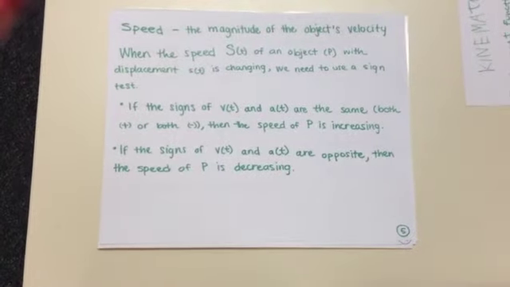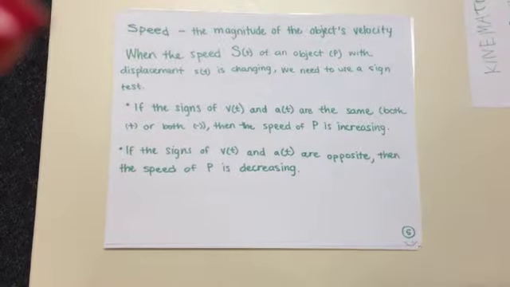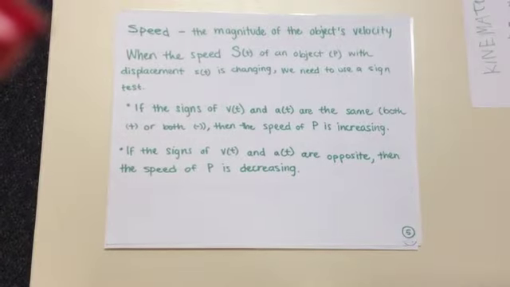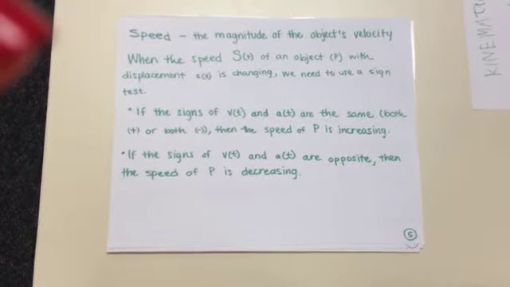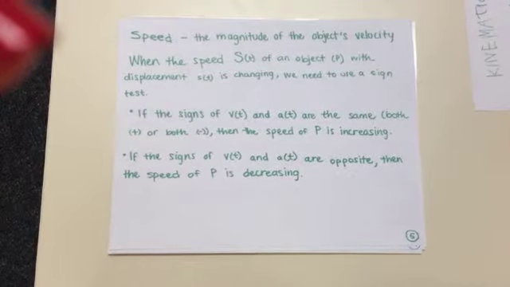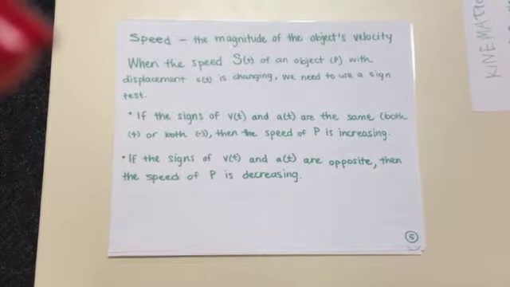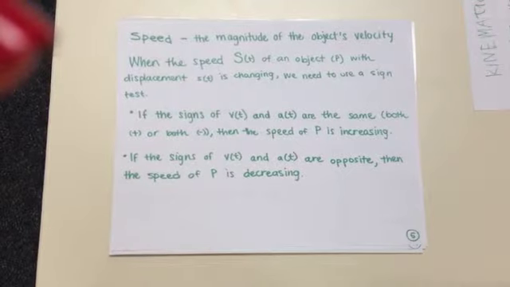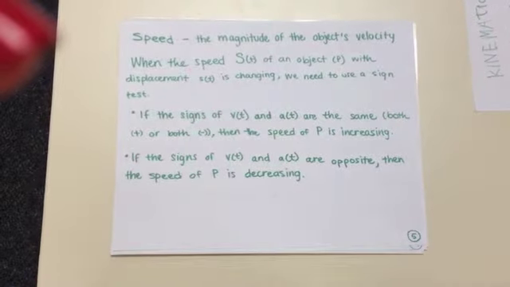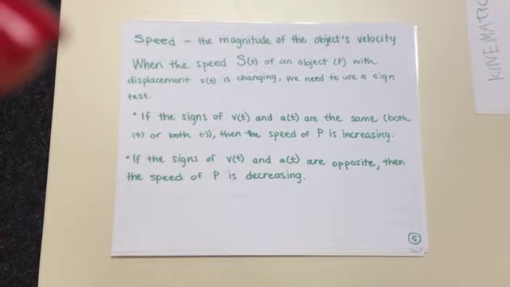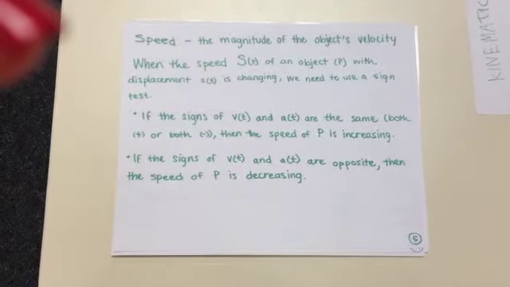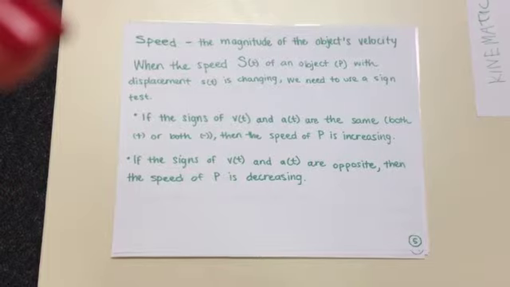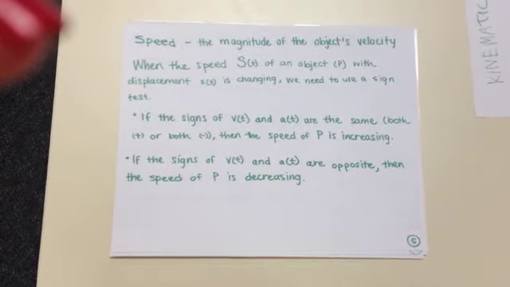Speed. Speed is the magnitude of the object's velocity. When the speed, large S of t, of an object P with displacement small s of t is changing, we need to use a sign test. If the signs of v of t and a of t are the same, either they are both positive or both negative, then the speed of P is increasing. If the signs of v of t and a of t are opposite, then the speed of P is decreasing.